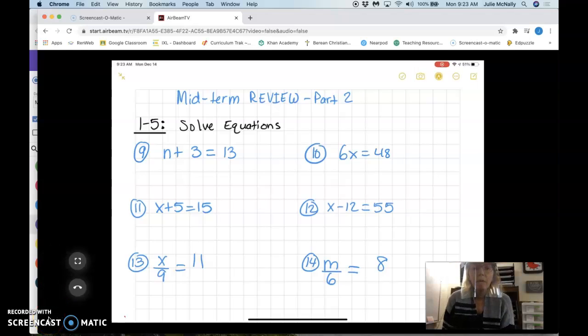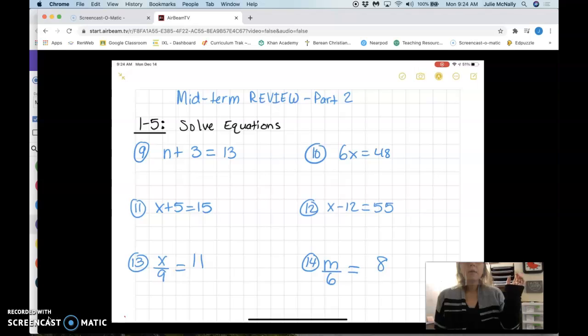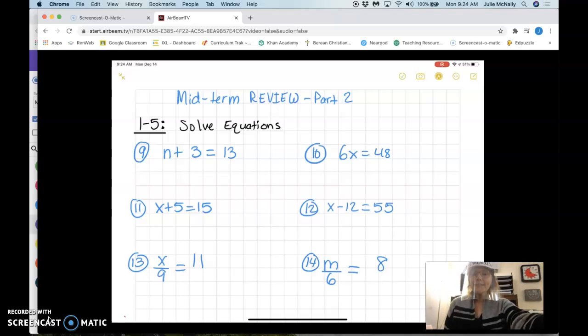Okay, so we're going to keep going with our midterm review today, and we are on section 1-5, number 9, solving equations. So when I have to solve an equation, I want to get the variable alone. So I have to look at what's happening to the variable, and then I have to do the opposite. That's what I said.